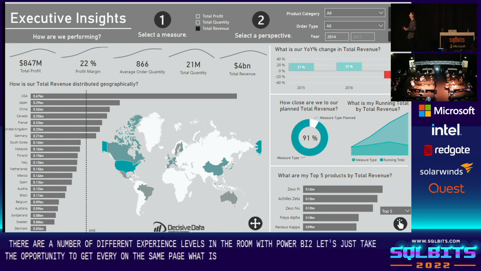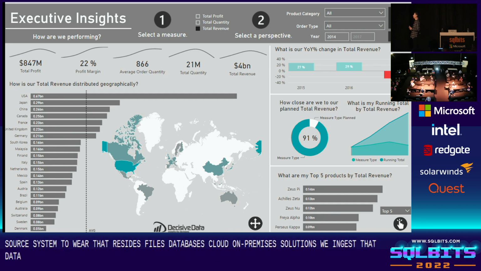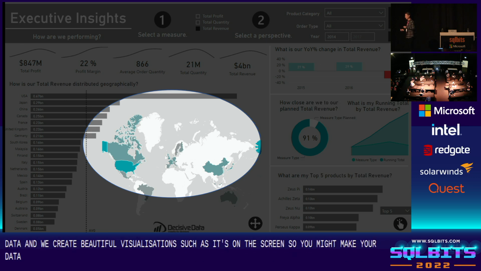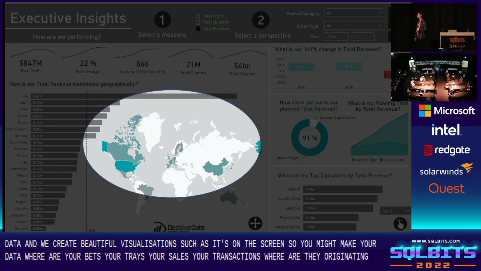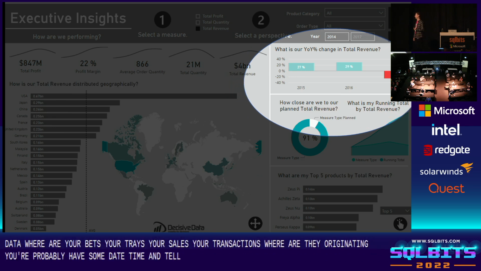What is Power BI? We take our data from your source systems, wherever that resides: files, databases, cloud, on-premises, SaaS solutions. We ingest that data and we create beautiful visualizations such as this on the screen. So you might map your data. Where are your bets, your trades, your sales, your transactions? Where are they originating? You'll probably have some date-time intelligence in your solution.